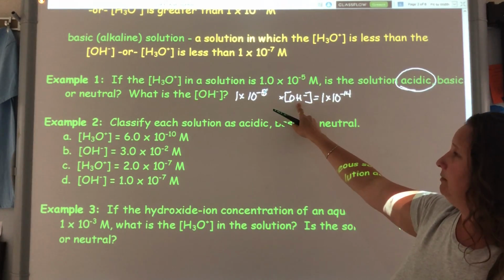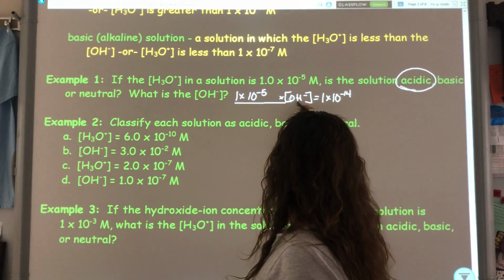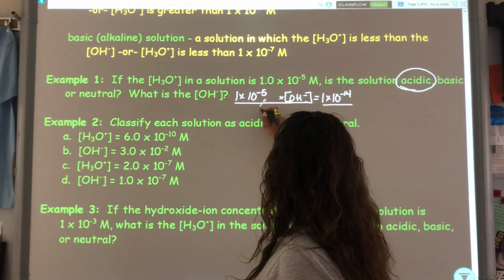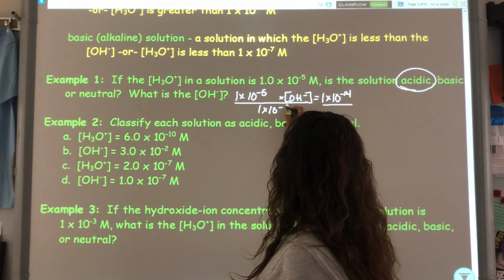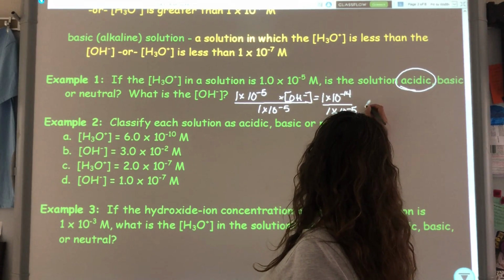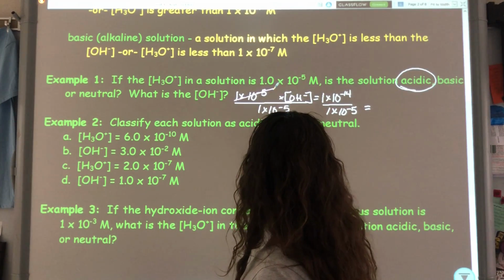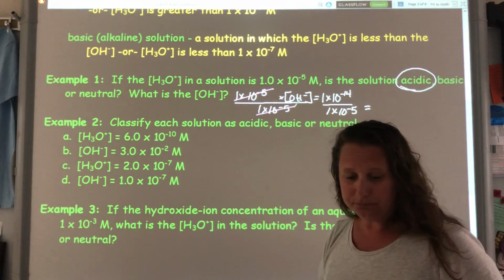Now I need to solve for the hydroxide ion concentration. So again, simple algebra. I'm going to divide both sides by 1 times 10 to the minus 5th. And we get these two numbers canceling out.